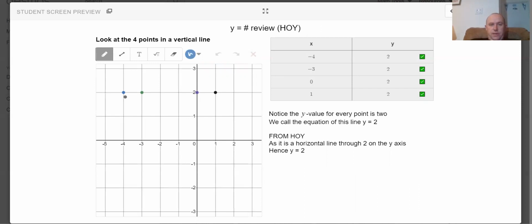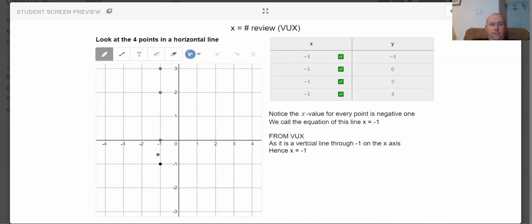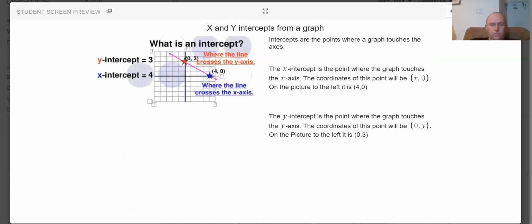And also just to show you why, I plotted some other points and drew the table. Notice for my horizontal lines, the y values are actually the same. That's why this equation is called y equals 2. But we could have used Hoy to recognize that once we see it's a horizontal line. Similarly, if I had plotted points on a vertical line like this, you can see this time the x values are the same, and that's why the equation would be x equals -1. But that's why we came up with that word Vux to remind us that points that lie on a vertical line have the same x values.